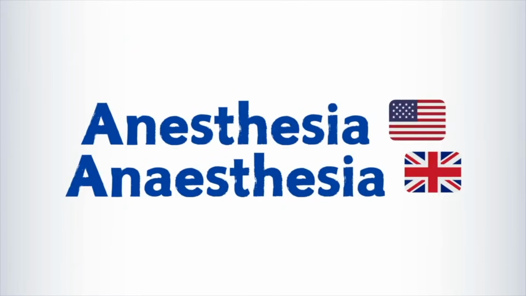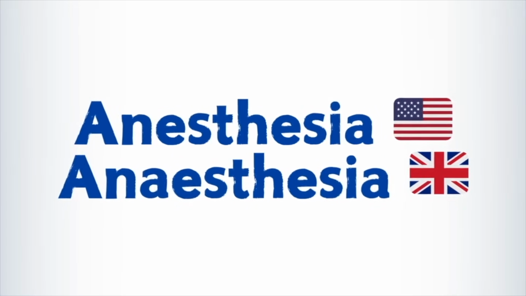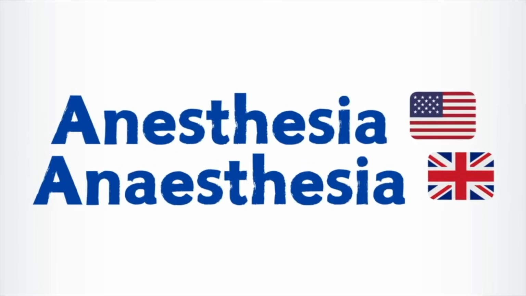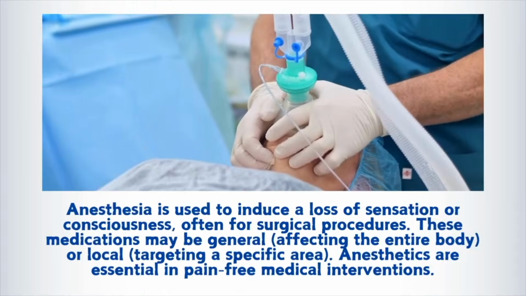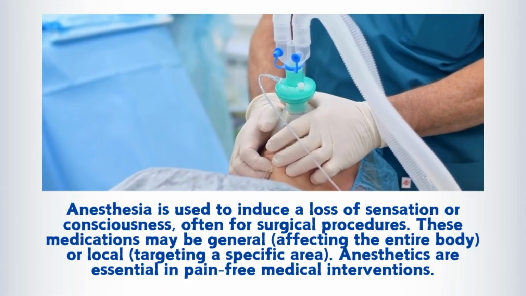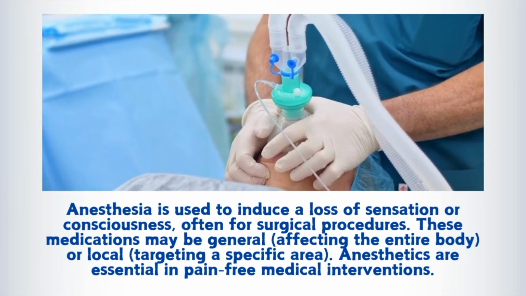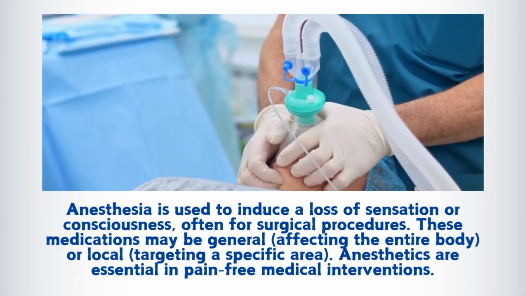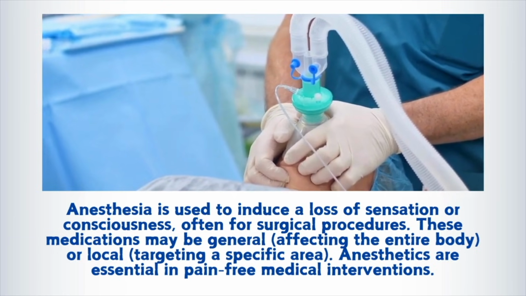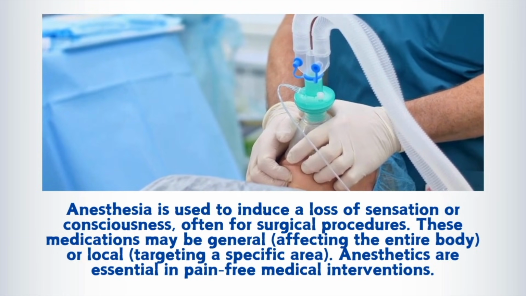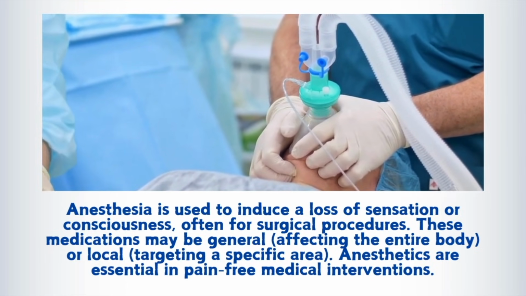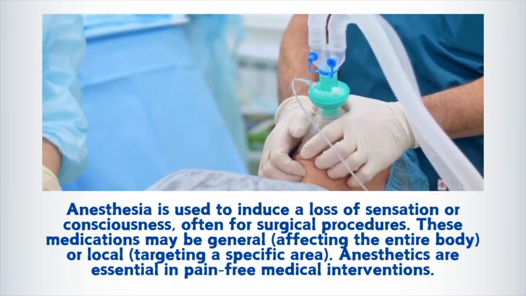Our first medication type is anesthesia. Now on screen you can see that we have two different spellings, one for American English and the other for British English. Anesthesia is used to induce a loss of sensation or consciousness, often for surgical procedures. These medications may be general, affecting the entire body, or local, targeting a specific area. Anesthetics are essential in pain-free medical interventions.